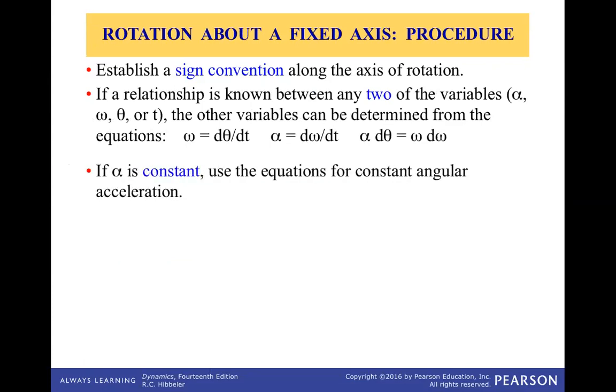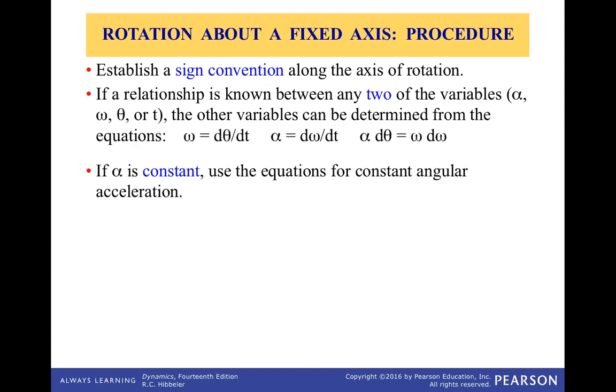All right. The procedure for solving a problem with rotation about a fixed axis: first, establish a sign convention for the axis of rotation. Typically, if the body is rotating counterclockwise, that's positive; otherwise it's negative. For the direction convention for angular velocity and angular acceleration, use your right hand: curl your four fingers in the direction of rotation, and the thumb will be in the direction of omega and of the acceleration alpha. All right.